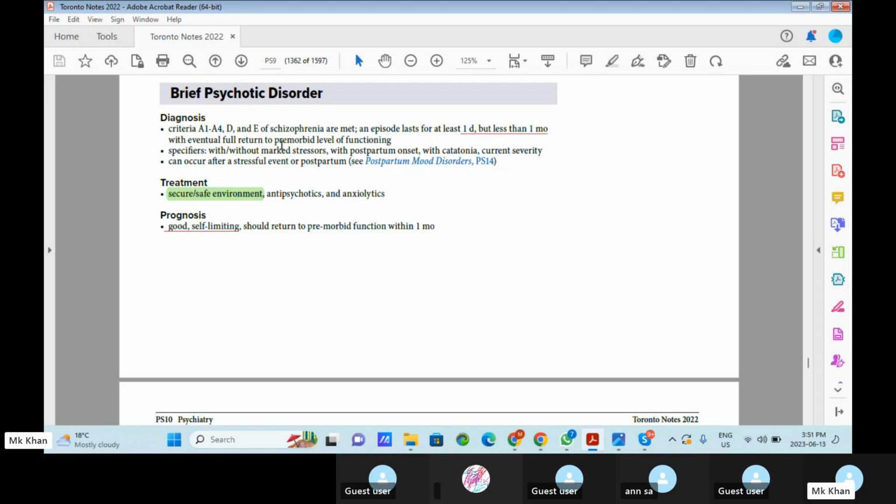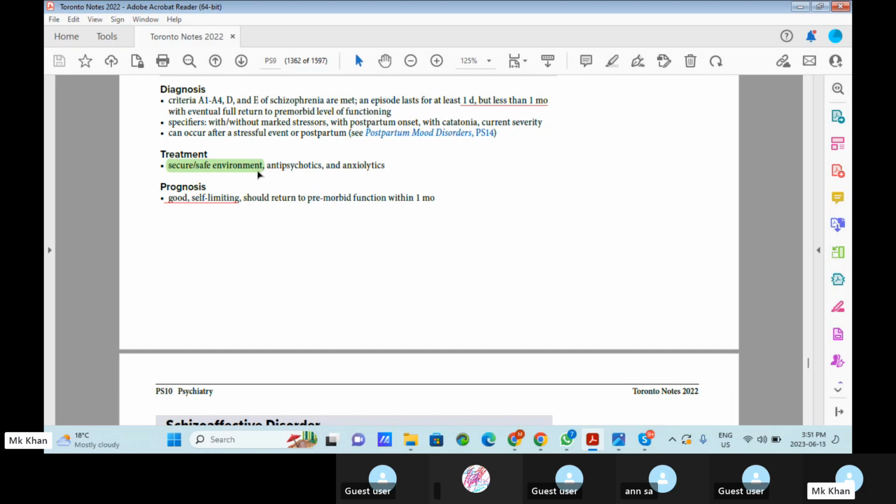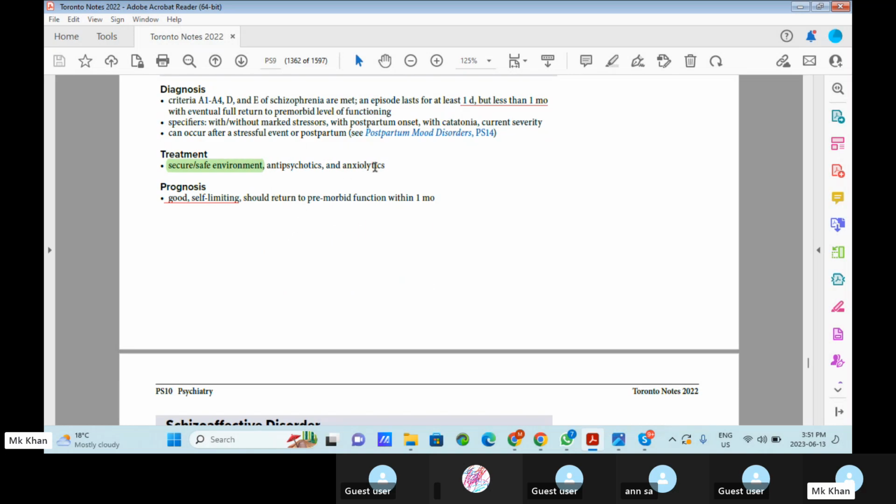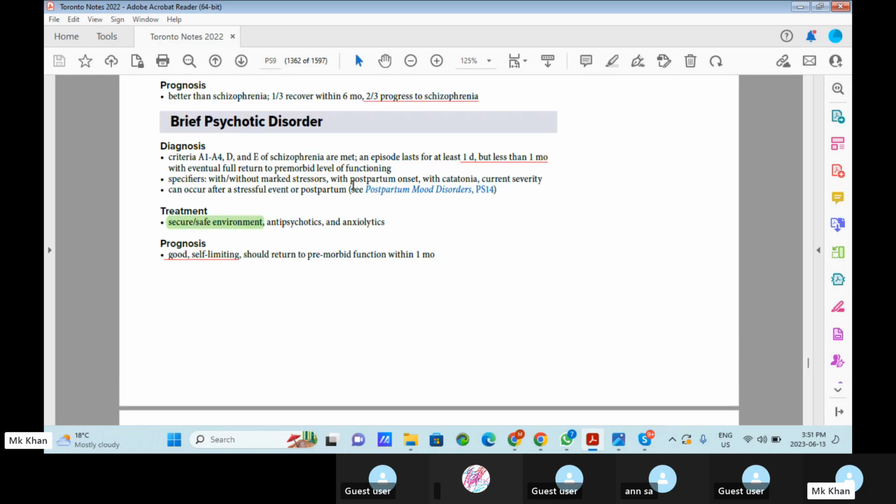There is eventual return to functioning. So specify any stressors, postpartum onset, and current severity. Treatment is providing a safe, secure environment, antipsychotics, and anxiolytics. For all the psychiatric disorders, there is basically pharmacological therapy and non-pharmacological therapy. Non-pharmacological is mostly CBT, providing a safe environment, and counseling. And then we start with the medications.